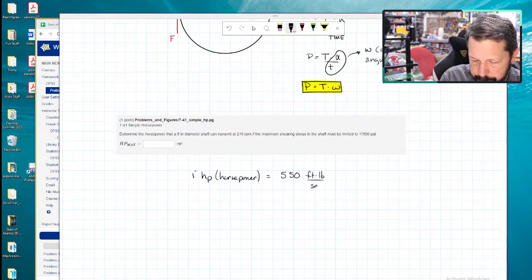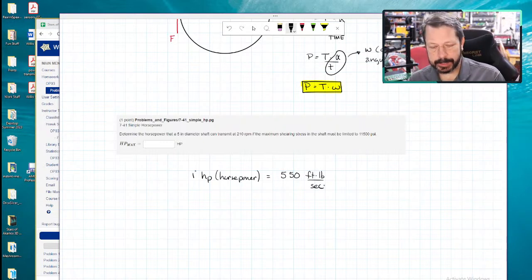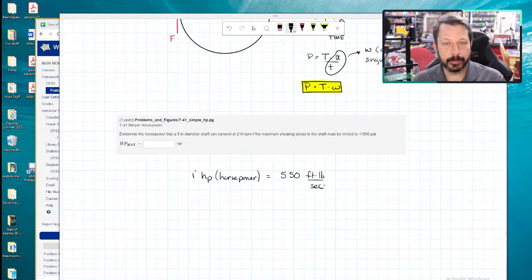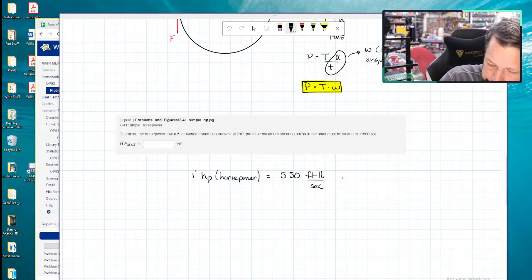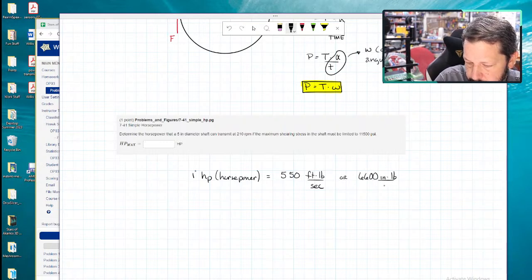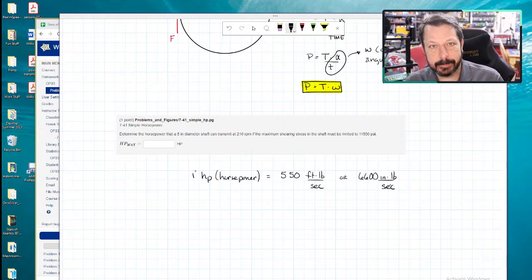foot-pounds per second. So in our little horse example, if you had a 550-pound weight down in the well that the horse is connected to, he could lift that a foot every second. So just by walking forward, the rope pulls the weight up. It's a 550-pound weight. He can lift that a foot every second. So that, or same thing, 6,600 inch-pounds per second. So that's just 550 times 12 because you're just converting feet to inches.